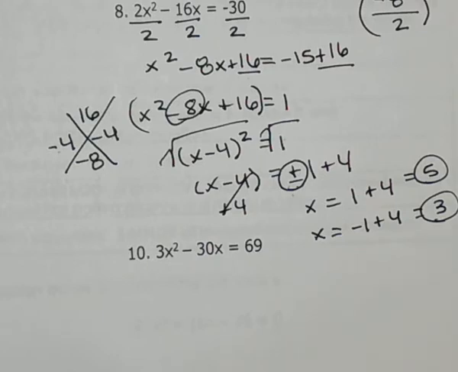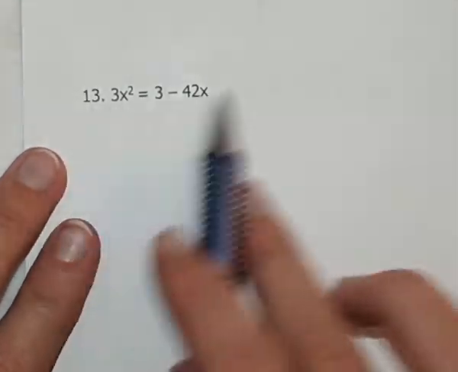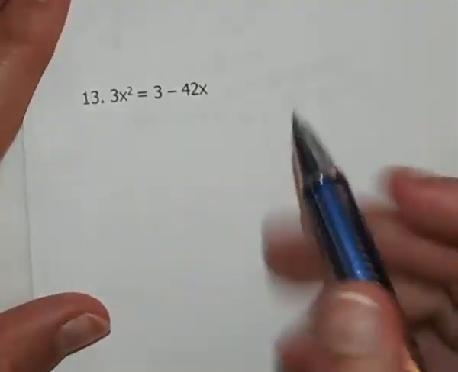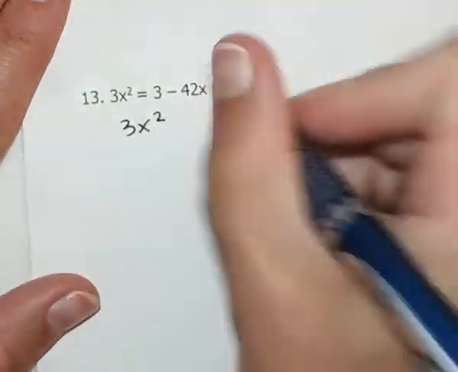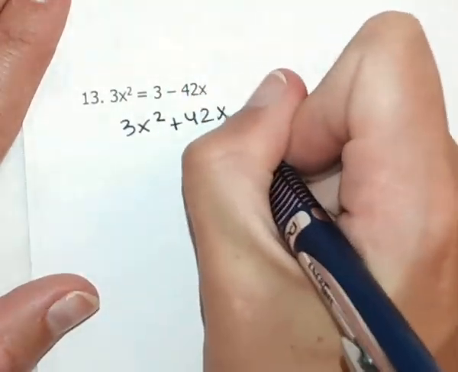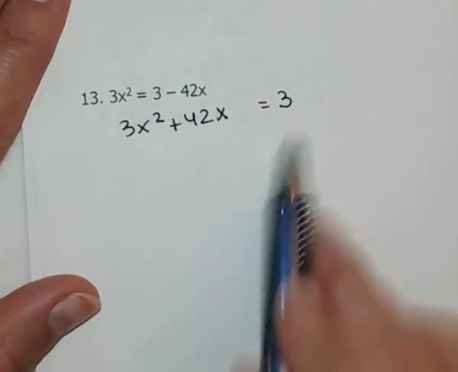Alright, last one. Let's jump down to number 13, kind of a tricky one. It's all out of order. This is not considered standard form. So I'm going to add over my 42x to get it on the same side as my 3x squared. But then I'll keep over the 3, because step 1 in complete the square is move over the loose number.